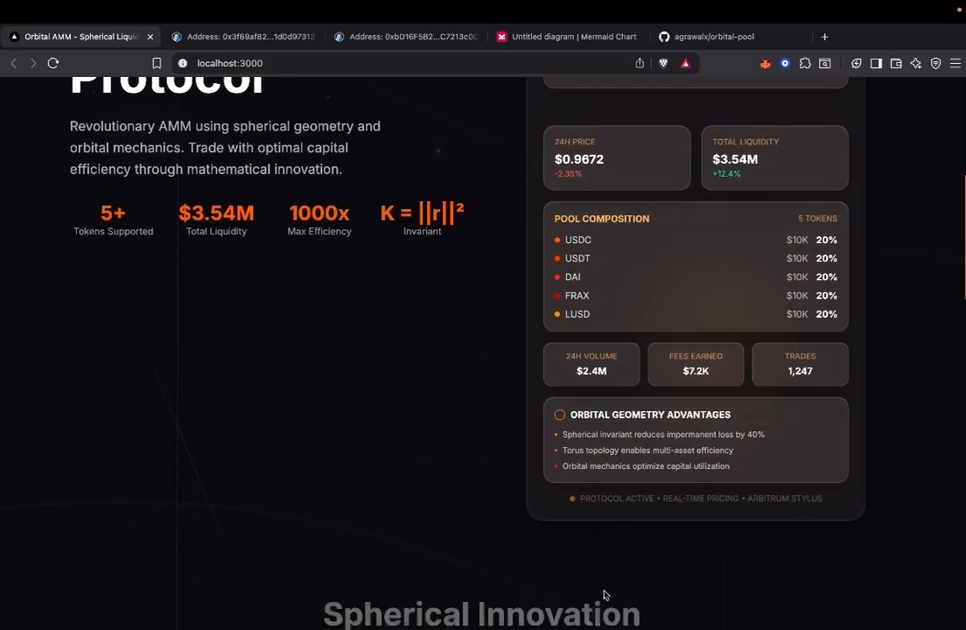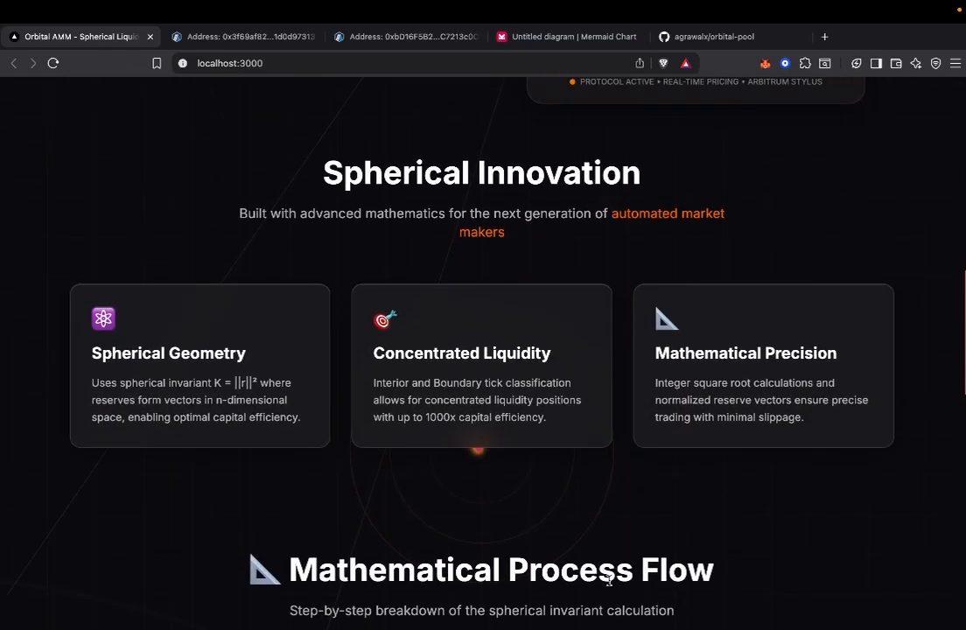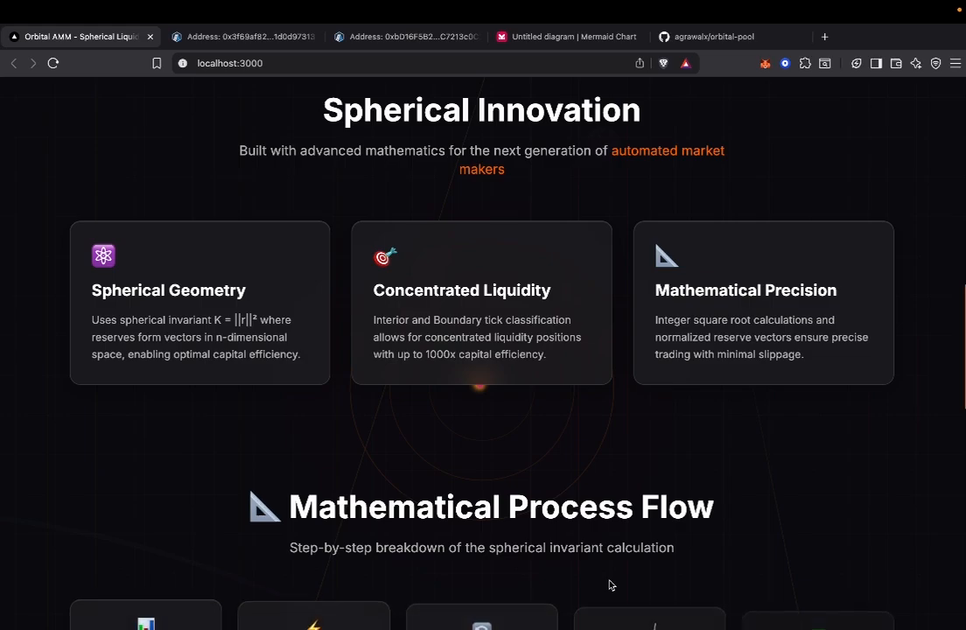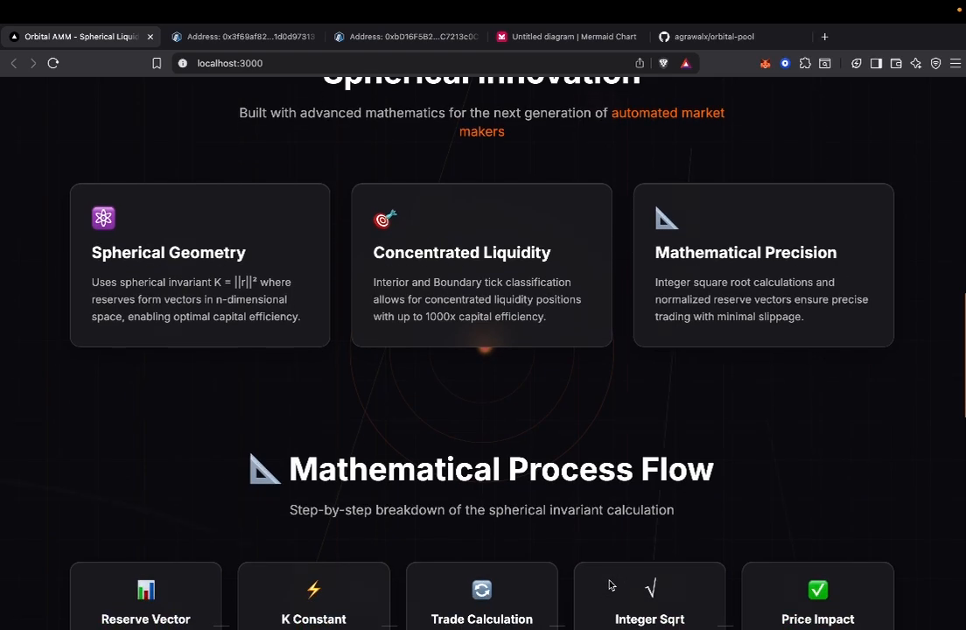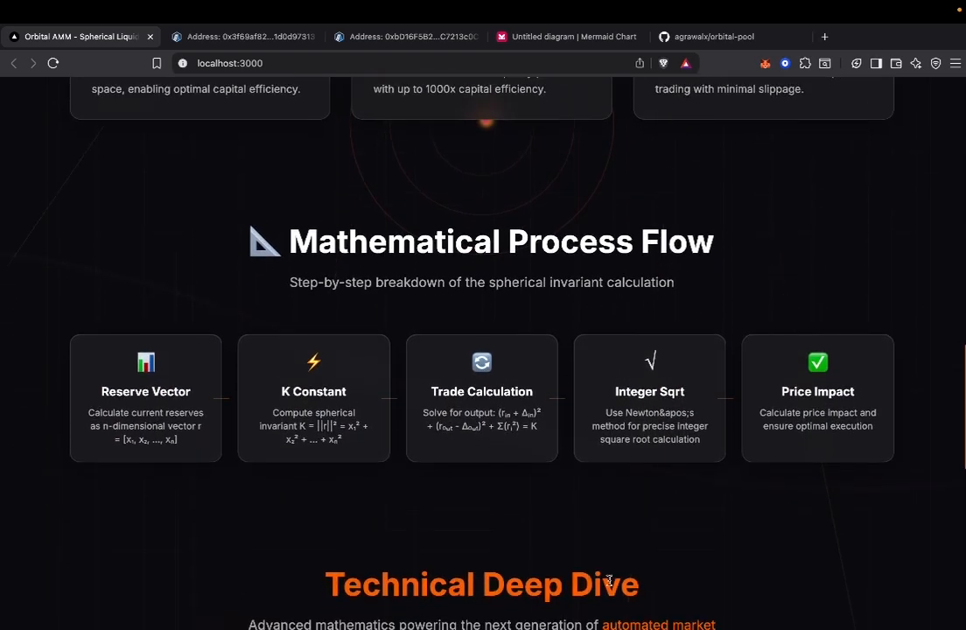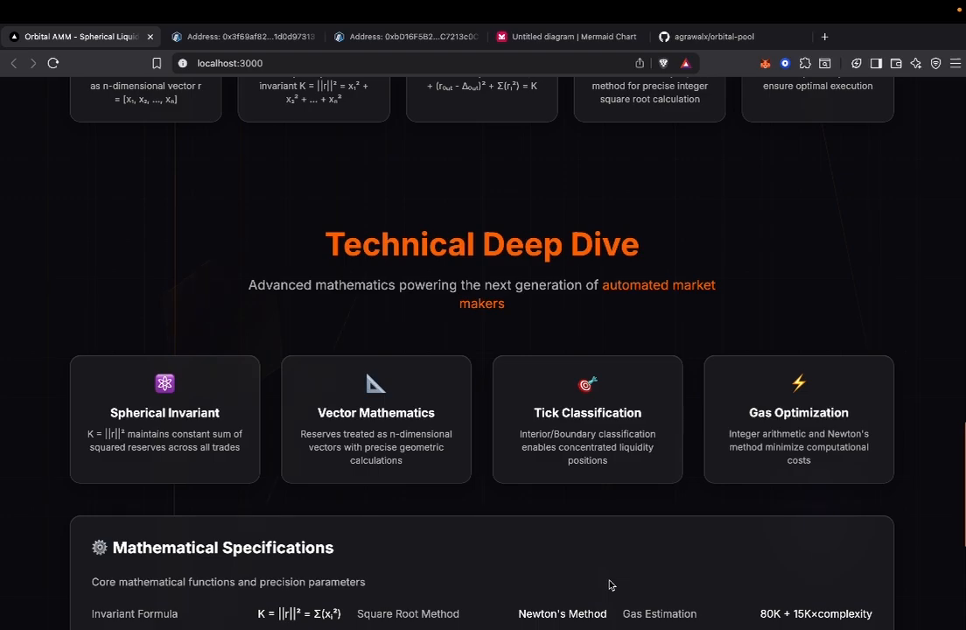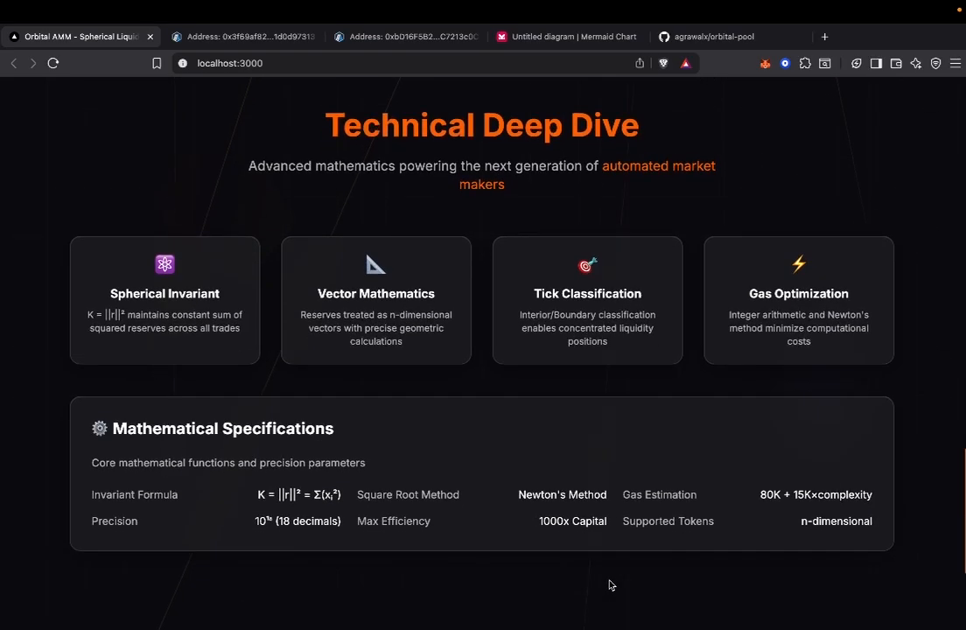So here we have a basic swap interface, and it's basically a spherical innovation which uses spherical geometry and n-dimensional space concepts to calculate and apply concentrated liquidity. And let's go through the maths. It uses concepts like reserve vectors, k constant, trade calculation, and many other heavy computational maths to finally give us the output amount, the best output amount for calculating the best trades. We also use vector mathematics, tick classification, and generation of k constant values.